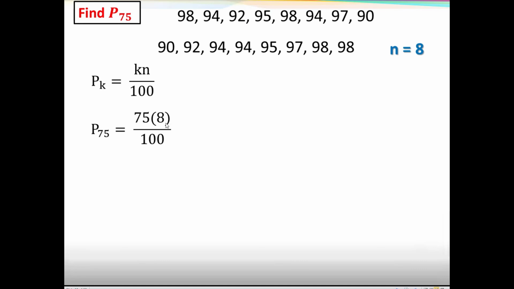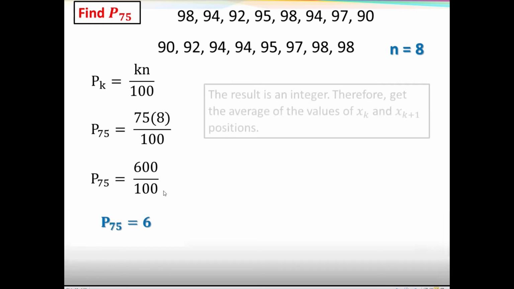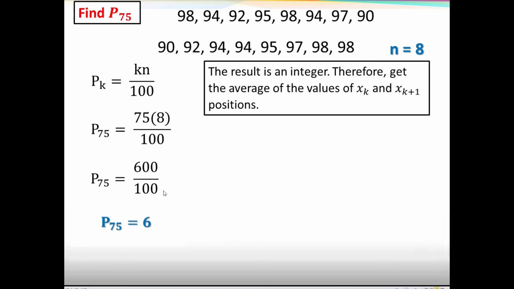75 times 8 is equal to 600. We have P sub 75 equals 600 over 100. 600 divided by 100 is 6. So P sub 75 equals 6. 6 is an integer. So we will apply our second condition or case. The result is an integer. Therefore, get the average of the values of x sub k and x sub k plus 1 positions.